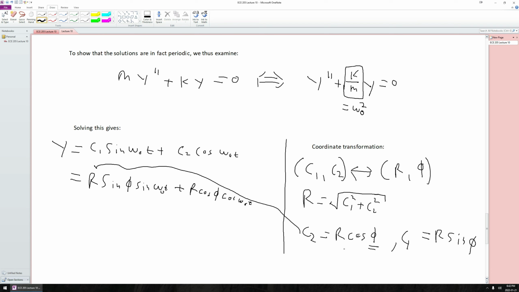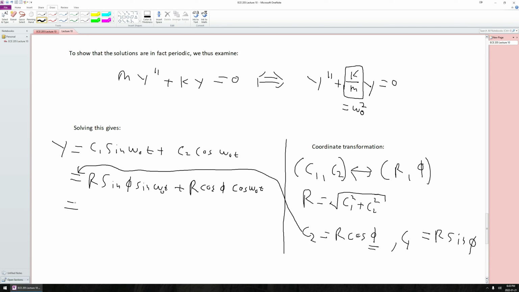You could do it differently. It just doesn't work out as well. So let me clean this up real quick. And there we go. So now we can factor out a factor of r out of both of these terms. And then we can notice that we'd simply have sine of phi times sine of omega t plus cosine of phi times cosine of omega t.